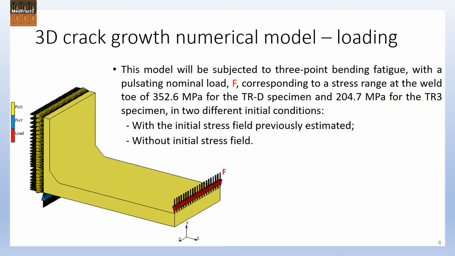This model will be subjected to 3-point bending fatigue with a pulsating nominal load corresponding to a stress range at the weld toe of 350 MPa for the TRD specimen and 200 MPa for the TR3 specimen, in two different initial conditions: with the initial stress field previously estimated, and without initial stress field.